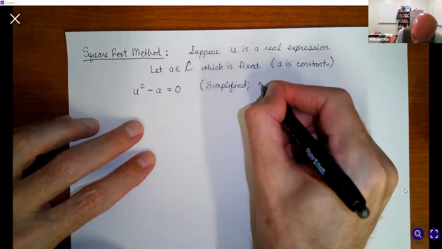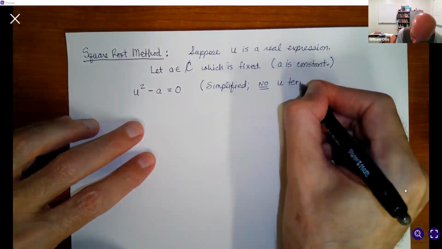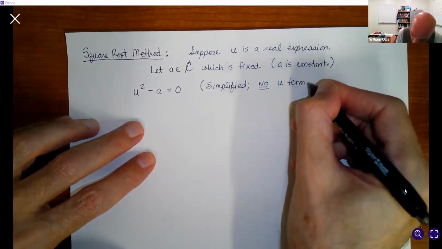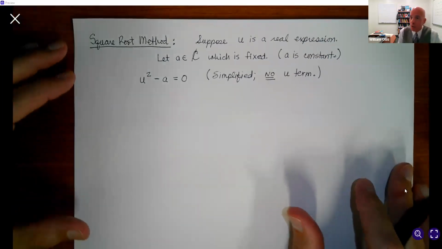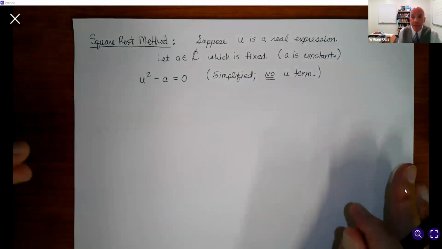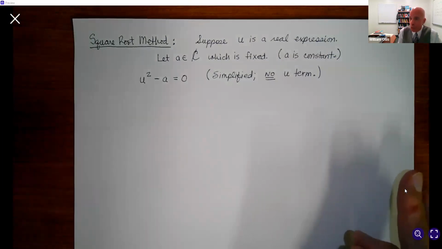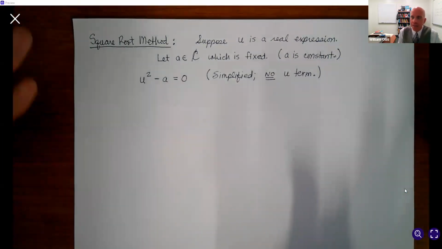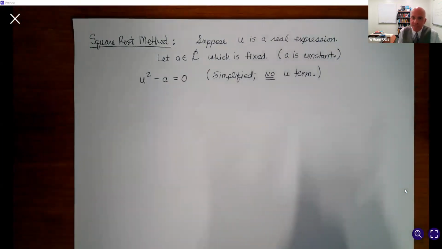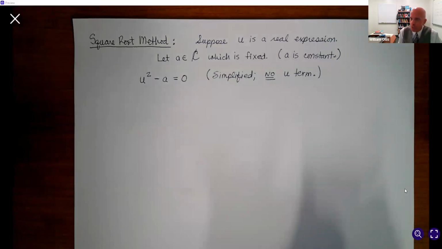That is, there is no U term. And the absence of the first degree term in U makes the solution here very simple. And what we can do is now utilize the difference of two squares. That is a factoring method. There are many ways to look at the square root property, but since we've been factoring, I just want to go ahead and look at this in terms of the difference of two squares.